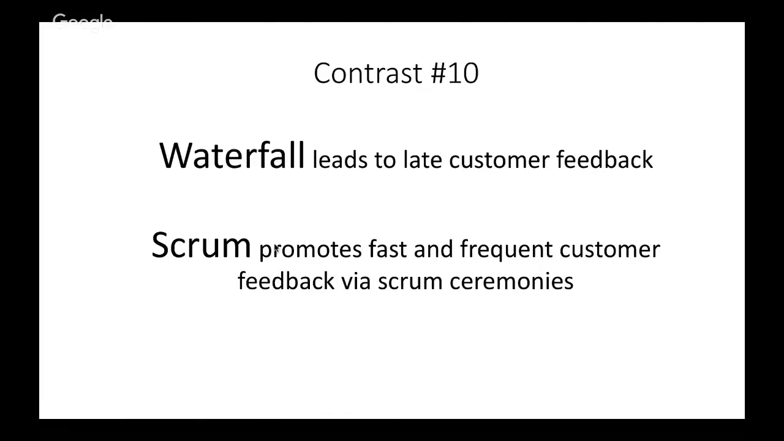Number 10. In waterfall, customer feedback is received only at the time of user acceptance testing. Any changes requested at the time of UAT result in a new change request and lead to a lot of rework. Whereas Scrum promotes fast and frequent customer feedback. The sprint review ceremony at the end of every sprint allows feedback to be received from the key stakeholders.